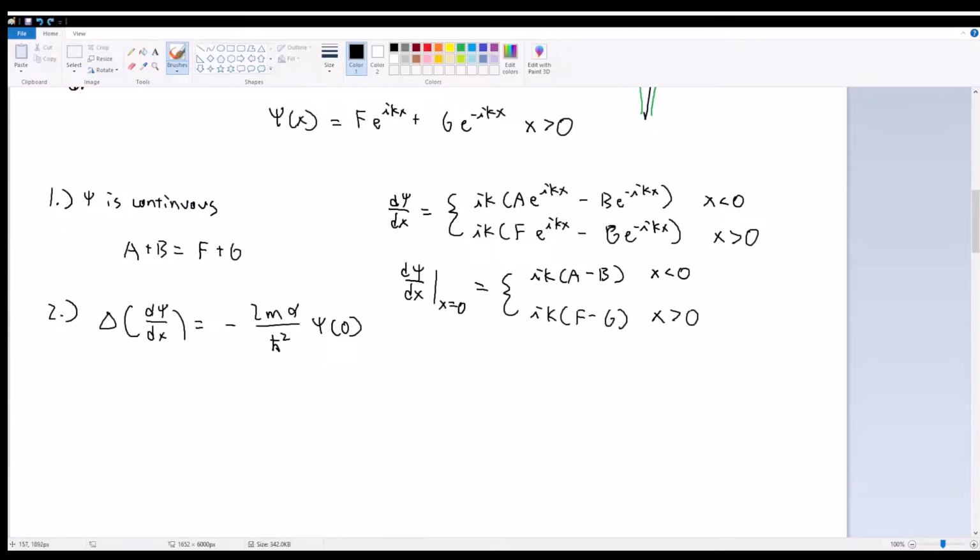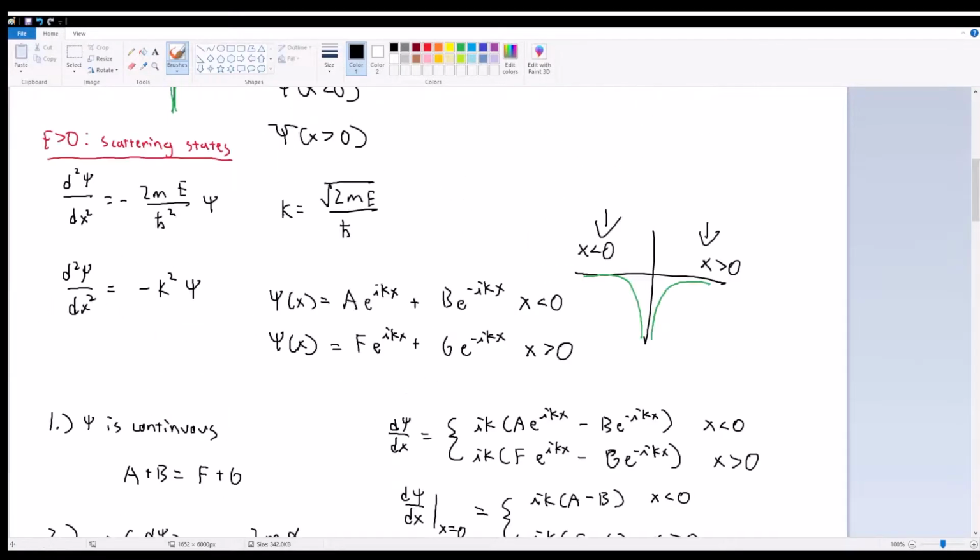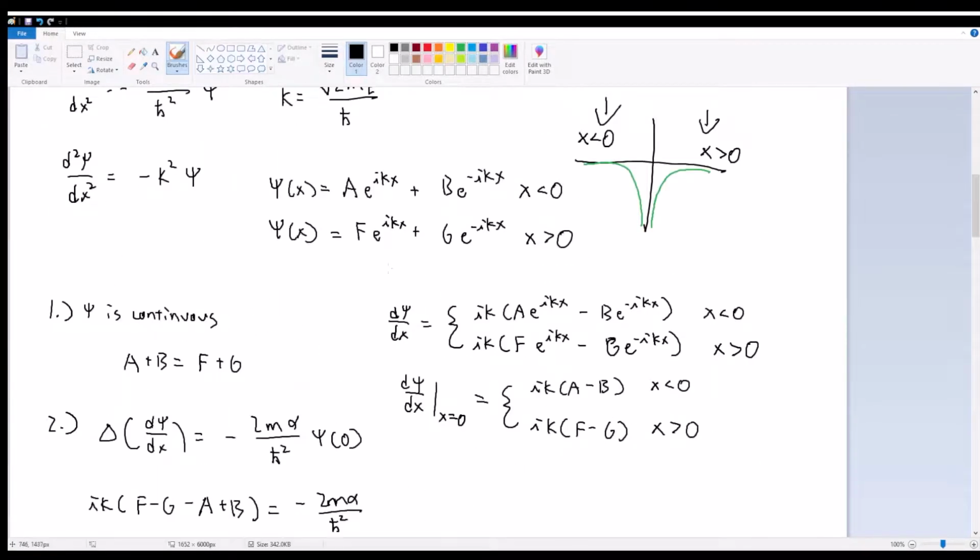So this is going to give us ik times (F minus G minus A plus B), which is going to equal negative 2m alpha over h bar squared, and then psi of 0 can equal two different things, because remember, psi is a piecewise function, so we can either define it as A plus B or we can define it as F plus G.